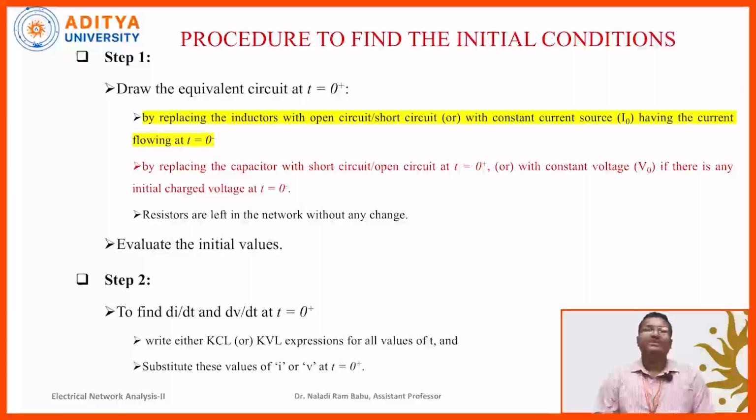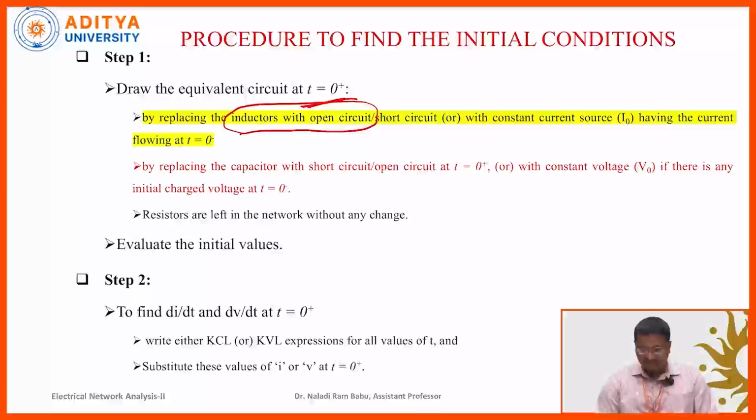Next, in this slide, we will see the procedure for solving the initial conditions. In order to solve them, we should go with the t equal to 0 plus condition first, that means the instant at which the switch is closed. At that moment, the inductors will behave like open circuits and the capacitors will behave like short circuits. During that time period, you need to calculate the values of current I naught, and if any voltage sources are there, you need to calculate the values of voltage V naught.